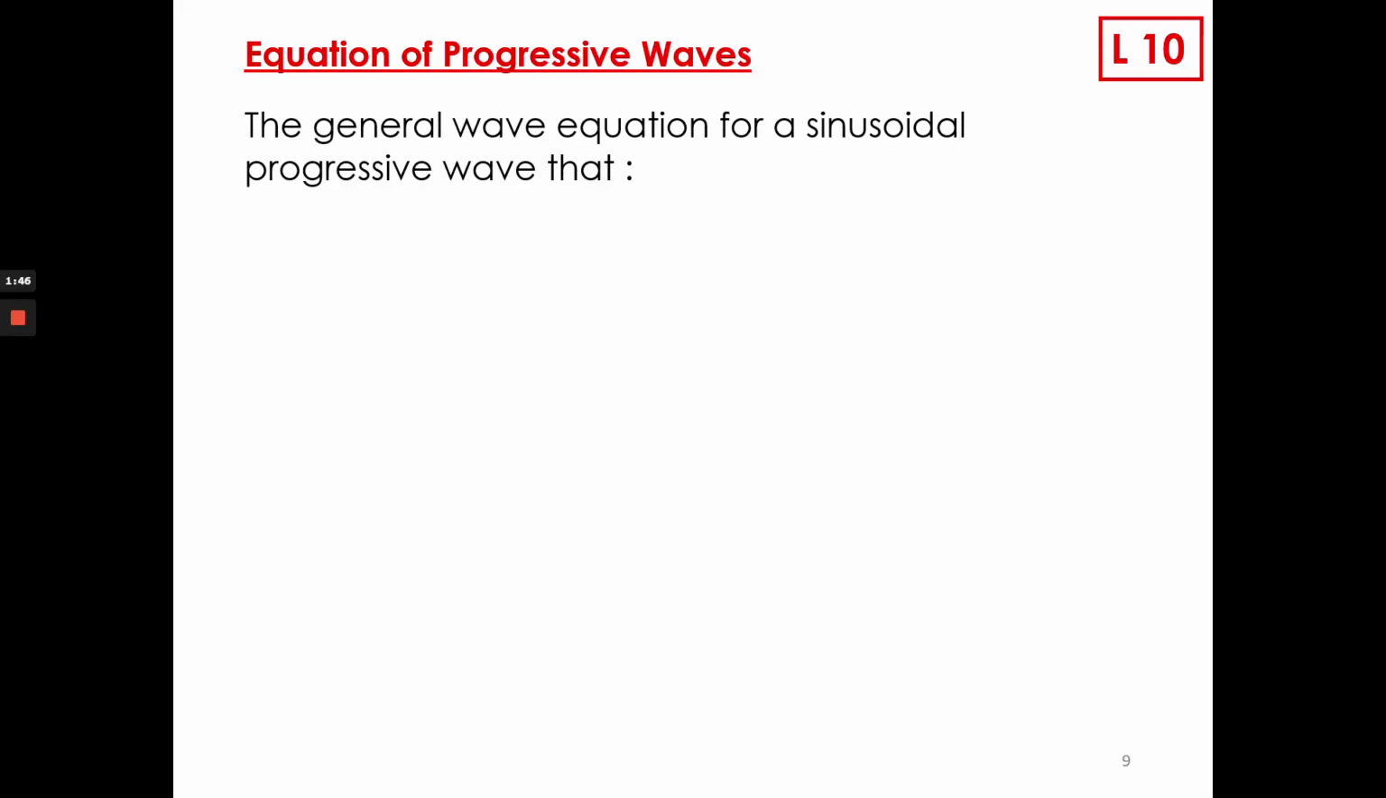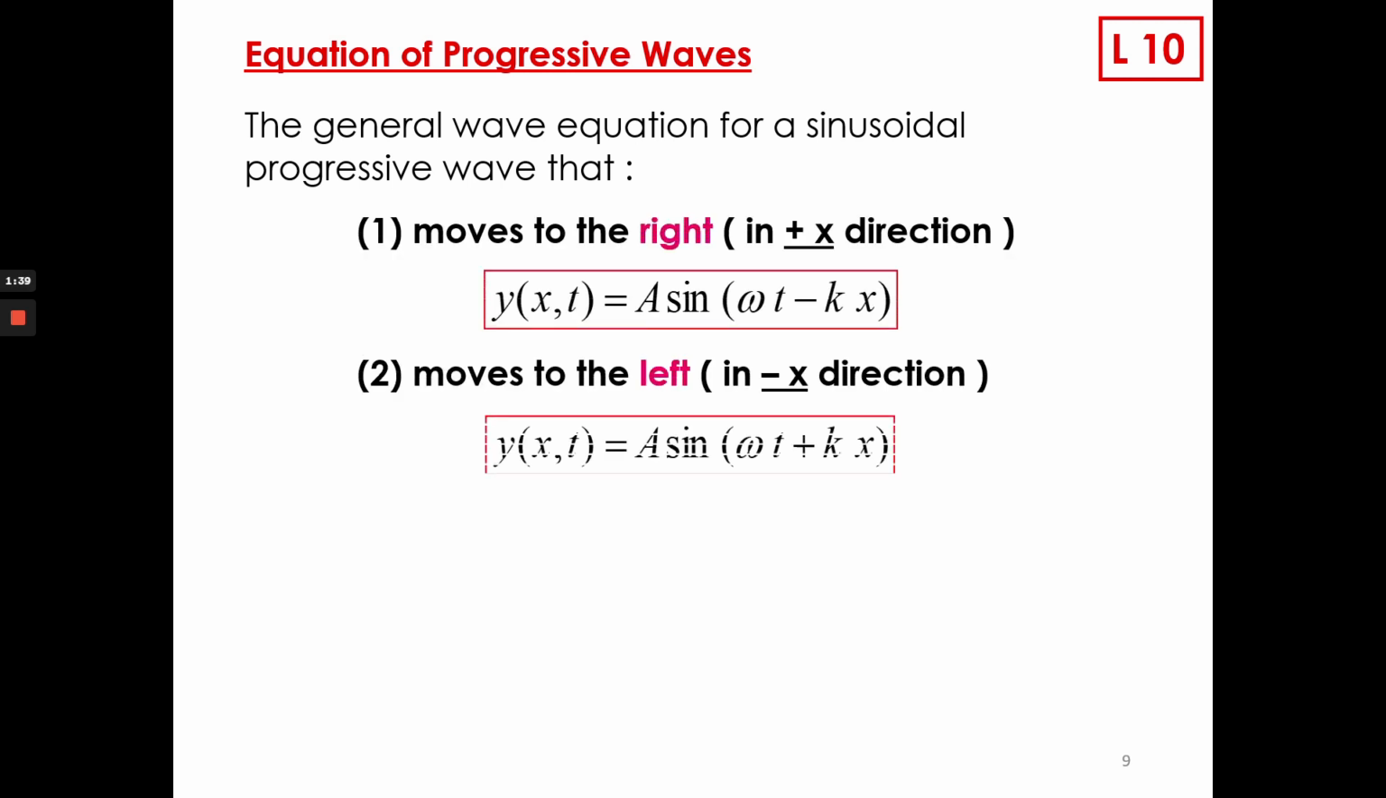Okay, now let's look at the equation of a progressive wave, the general wave equation for a sinusoidal progressive wave. So we have two equations. The first one, when the wave moves to the right. And second, when you have a wave moving to the left.